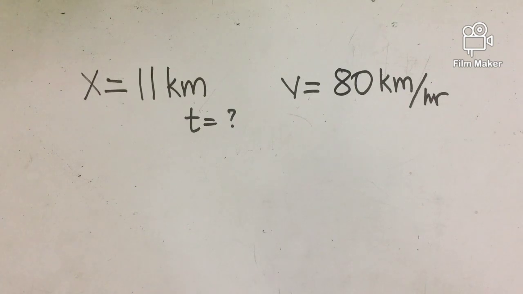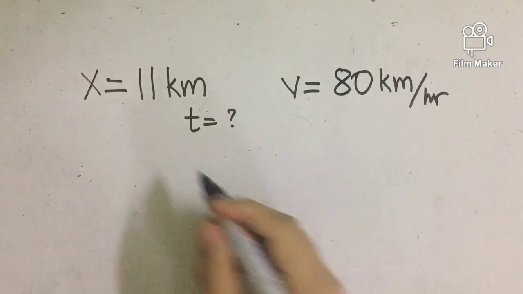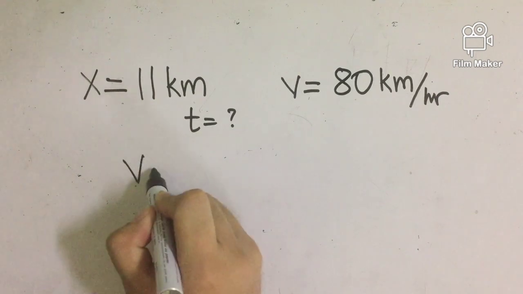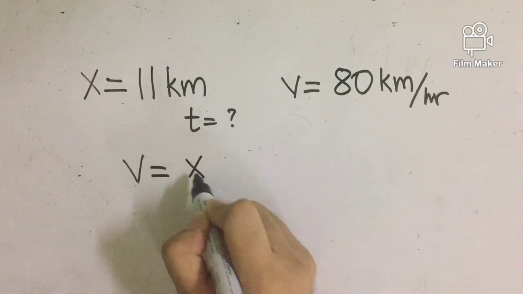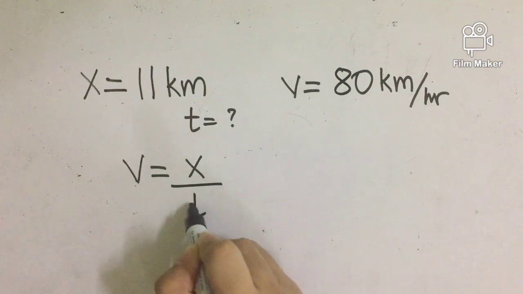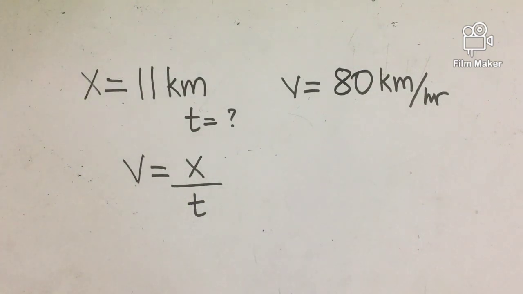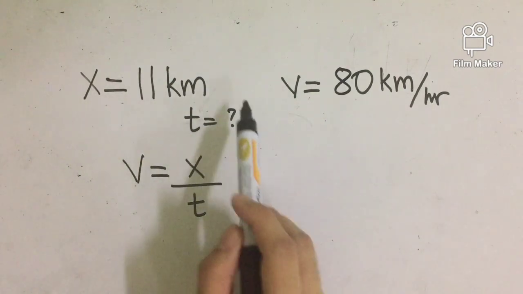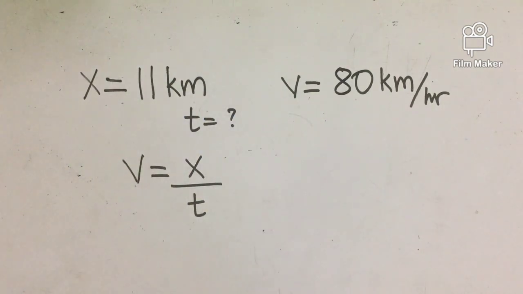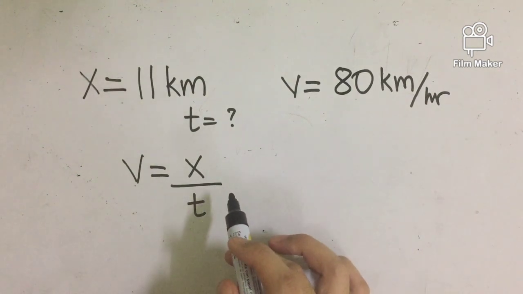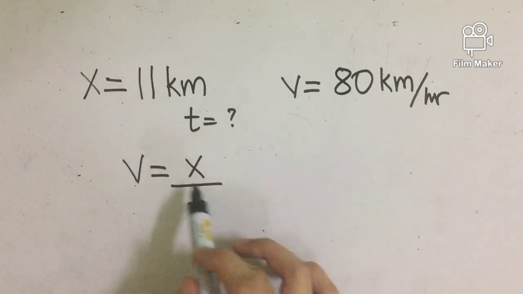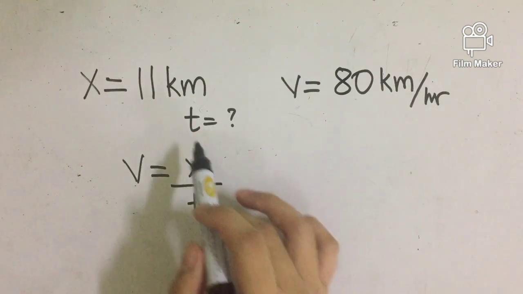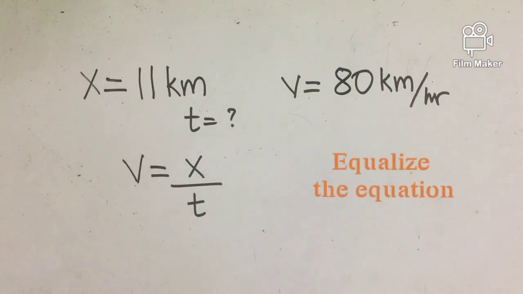In the speed equation, speed or velocity is equal to the ratio between distance x or displacement x all over time. But notice that we have displacement x and the velocity, but we are finding the variable time. What we can do here is rearrange the equation so that t will be on the other side of the equation and v will be transferred to the other side.